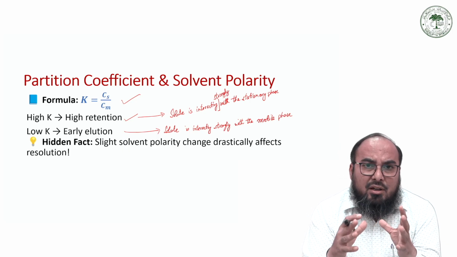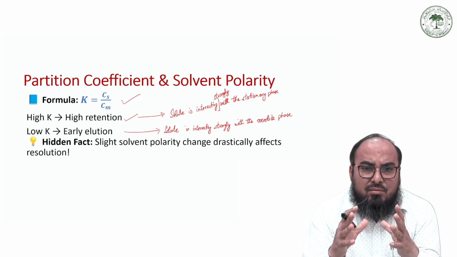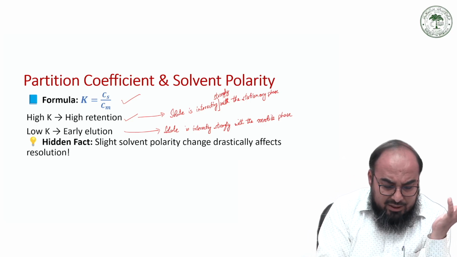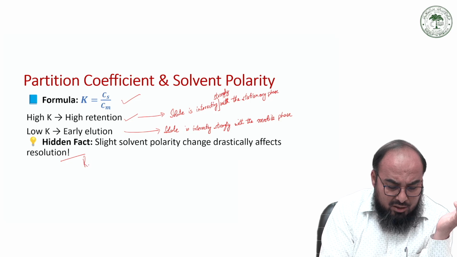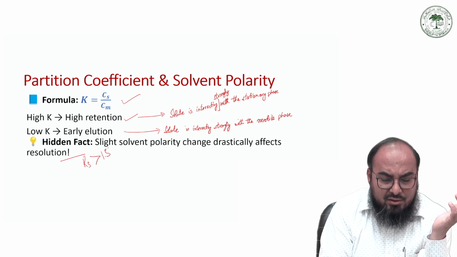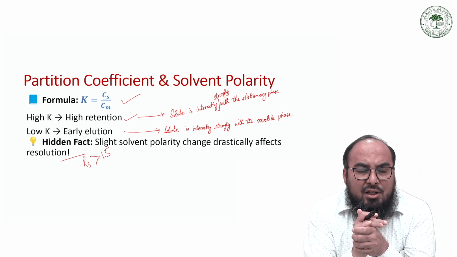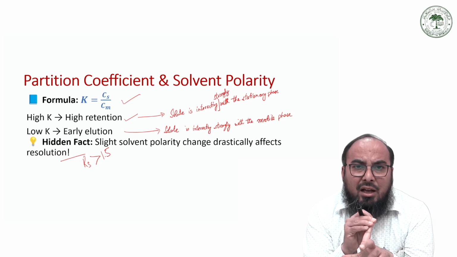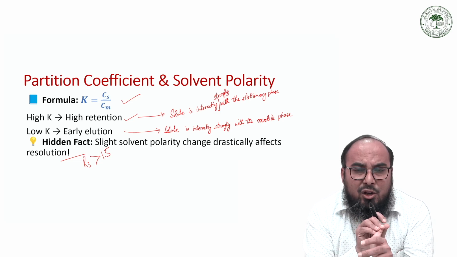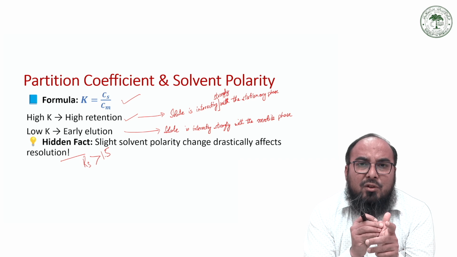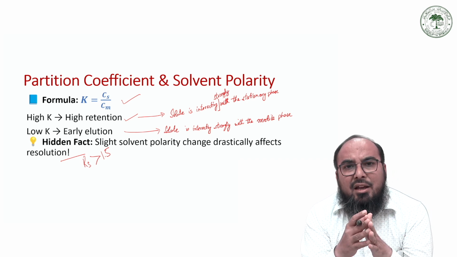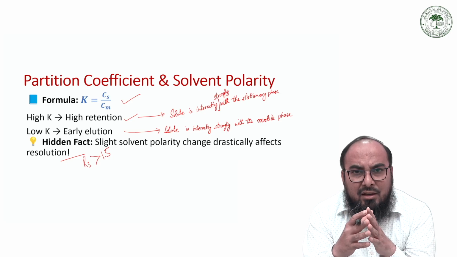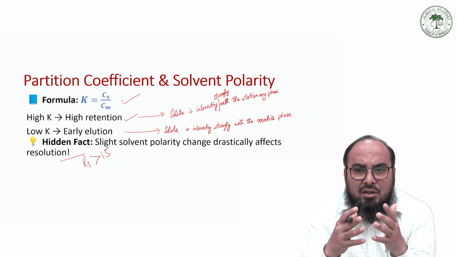So the hidden factor is that a slight change in polarity actually changes the resolution, and whenever we see resolution, we always think of an Rs value greater than 1.5. So a high value of K means a strong interaction of the solute with the stationary phase. A low K value means a strong interaction of the solute with the mobile phase, and that is why, in case of a lower value of K, elution is fast.